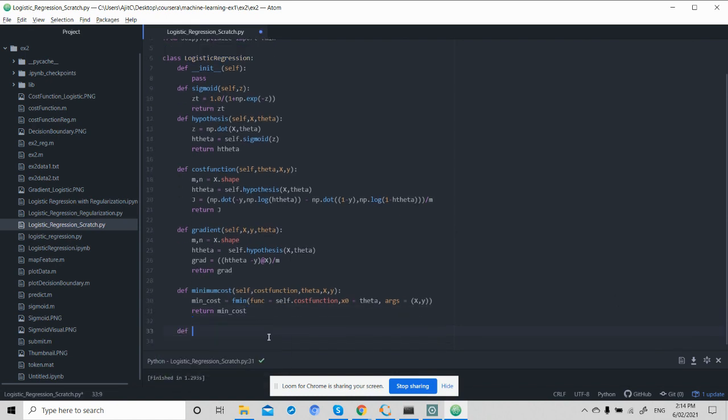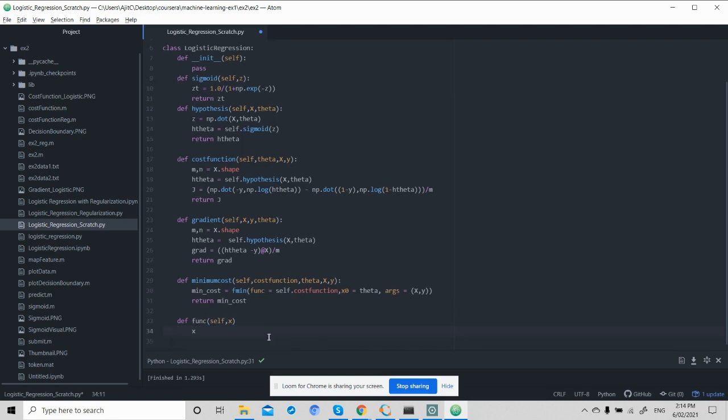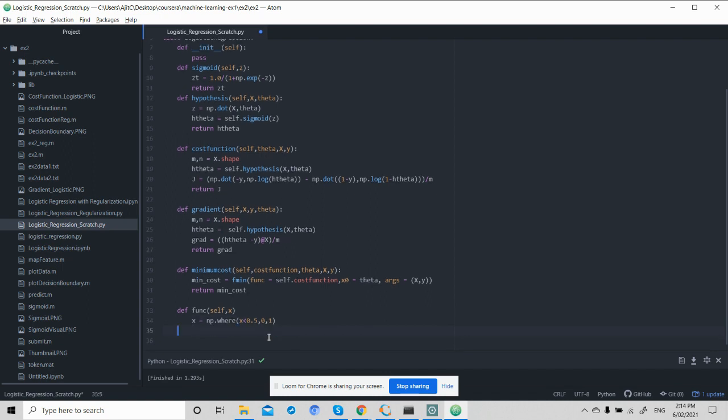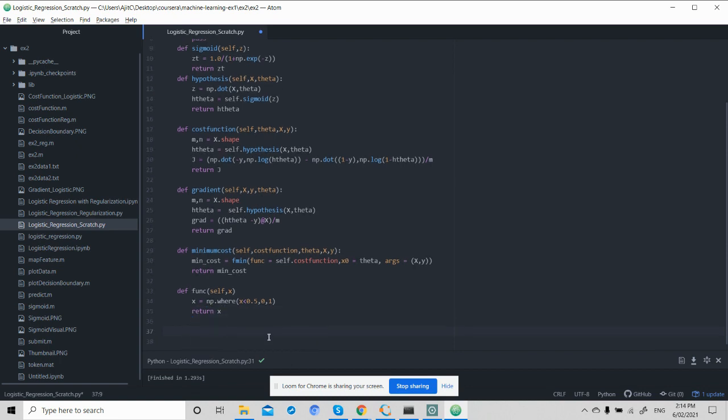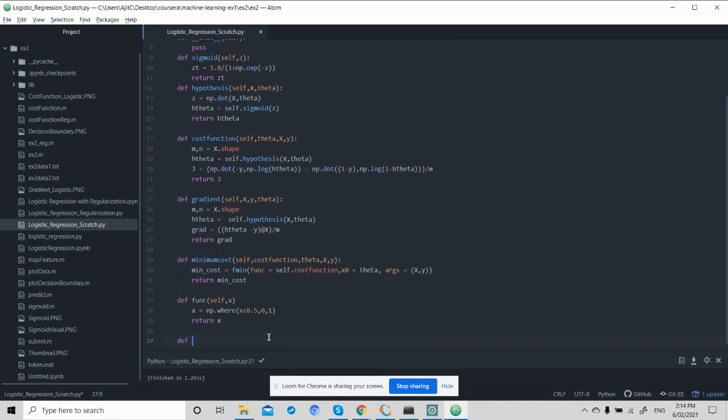So initially I will declare a function that does the calculation. Self comma x. So in x I will write that if my x is less than 0.5, then that should be 0, otherwise it should be 1. Then I will return x. Again I will write another function, which should be for prediction.